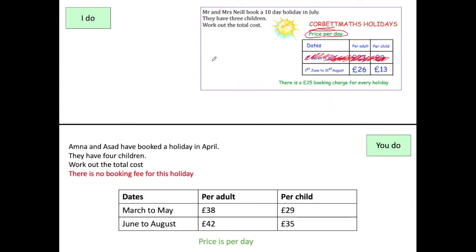So £26 times by 10, that's 260. Remember, when you multiply by 10, you're moving the decimal point one way towards the right. And we're going to do the same thing for the children's rates. So the £13 becomes 130.